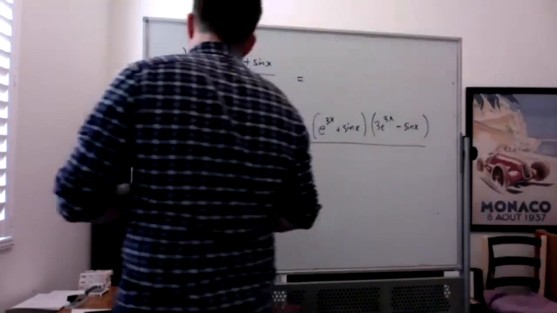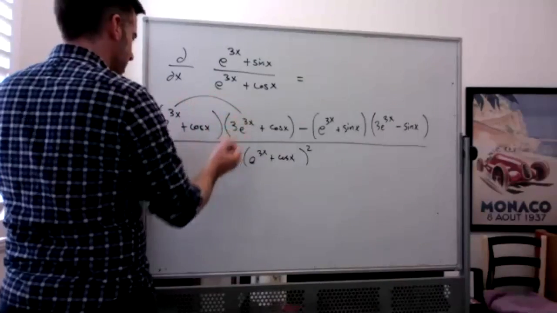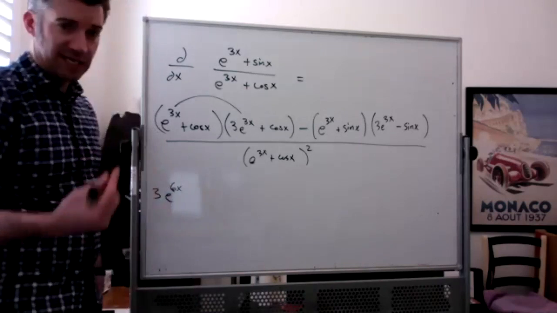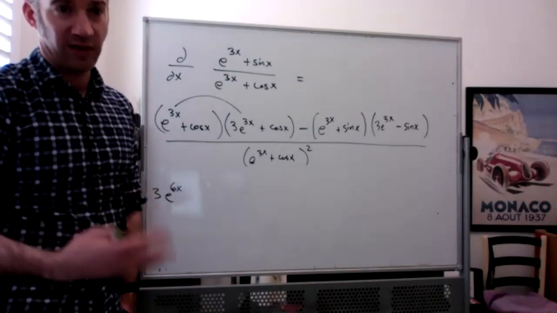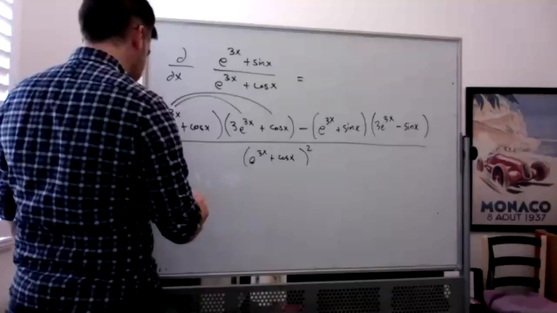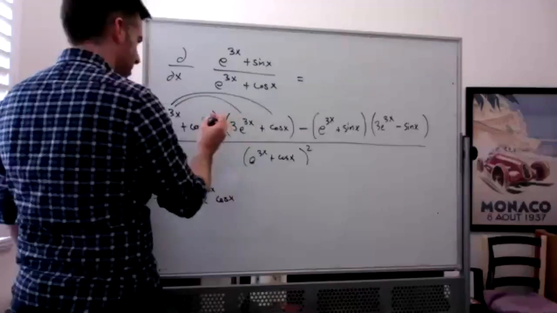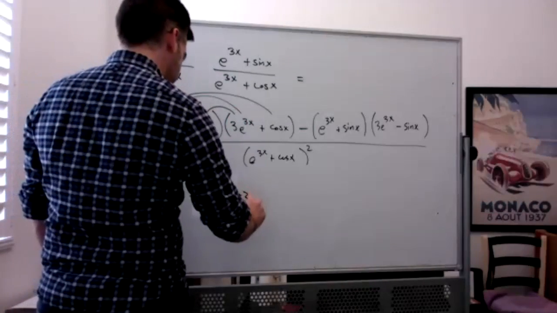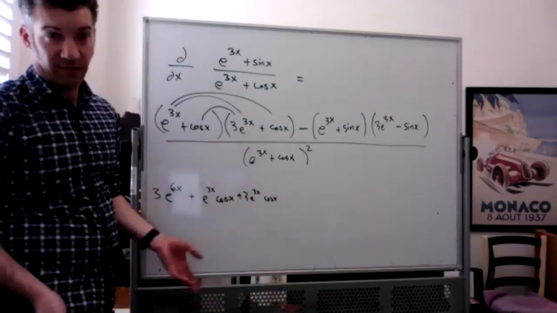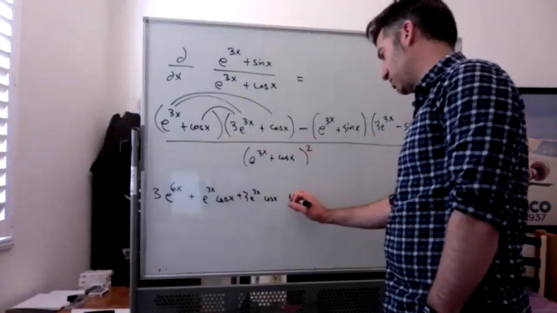So let's multiply this out real quick. e to the 3x times 3e to the 3x is going to be 3e to the 6x, because e to the 3x times e to the 3x is e to the 3x plus 3x, which is e to the 6x. And then this times this is going to be e to the 3x times cosine x. This times this is going to be 3e to the 3x times cosine x. We can put that together and get 4e to the 3x times cosine x. And then we're going to get cosine x times cosine x, which is cosine squared x.